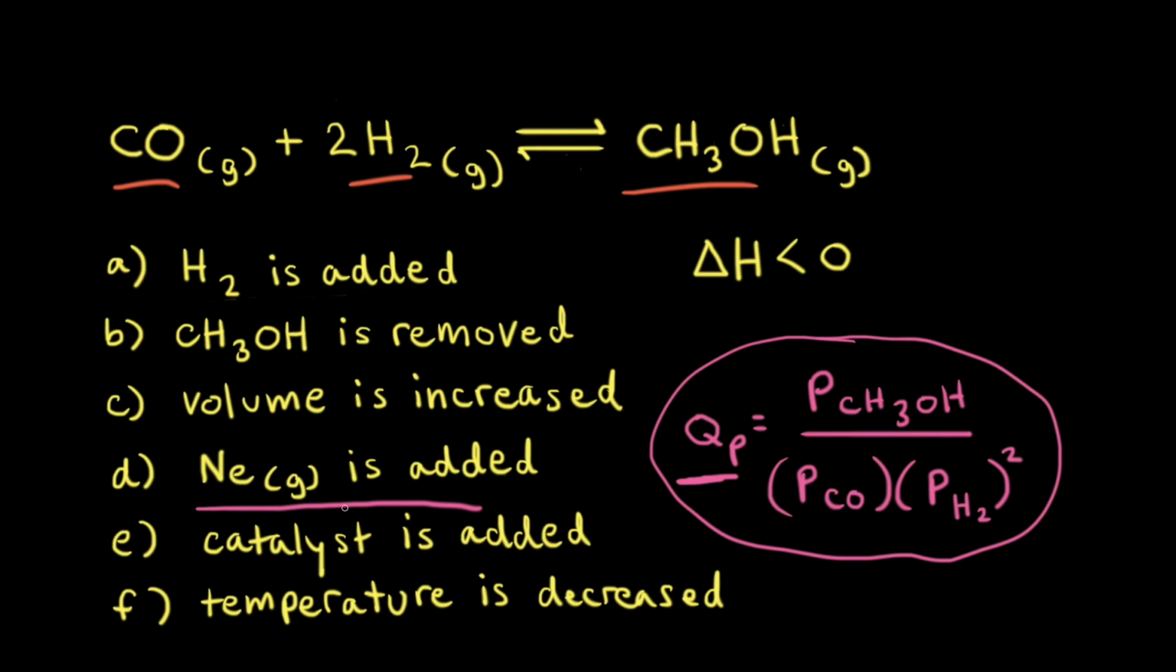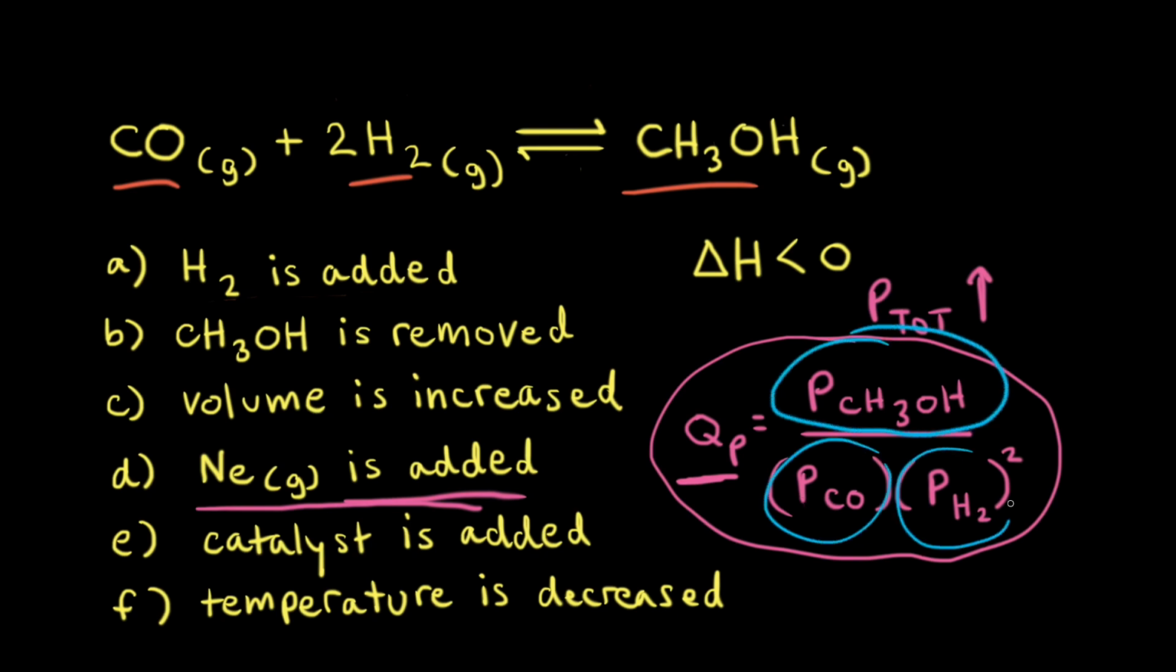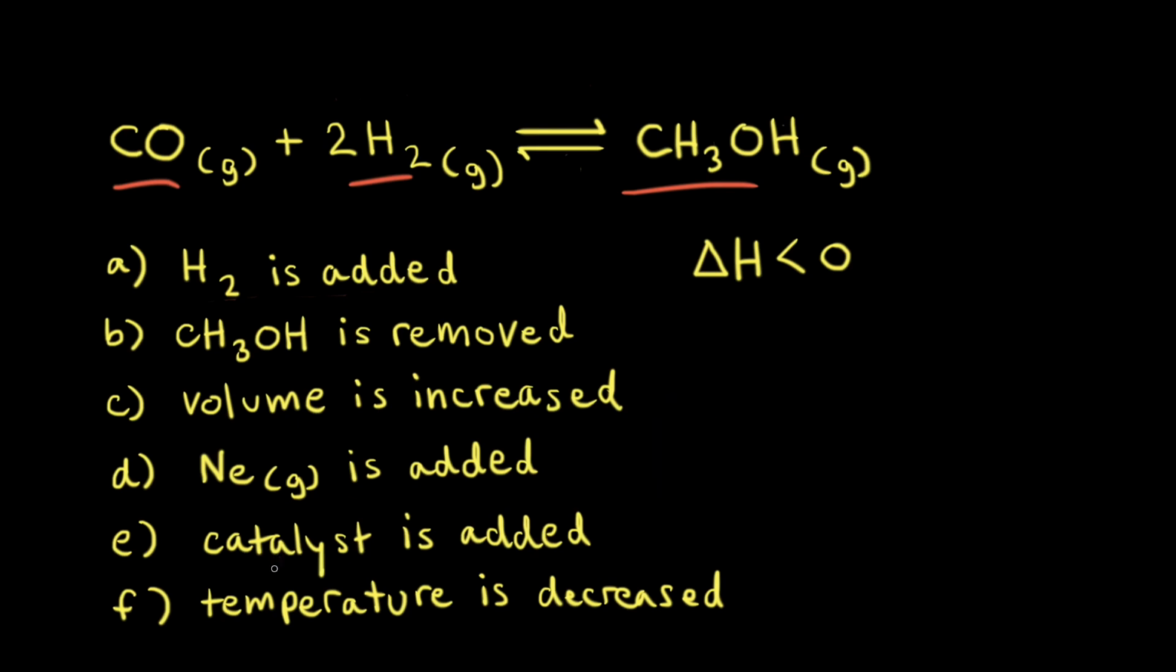And that might sound a little strange at first, because adding neon gas means that the total pressure would increase, the total pressure, since you're adding a gas. However, the partial pressures stay the same. So the partial pressures for methanol and carbon monoxide and hydrogen gas actually stay the same, and therefore Q doesn't change.